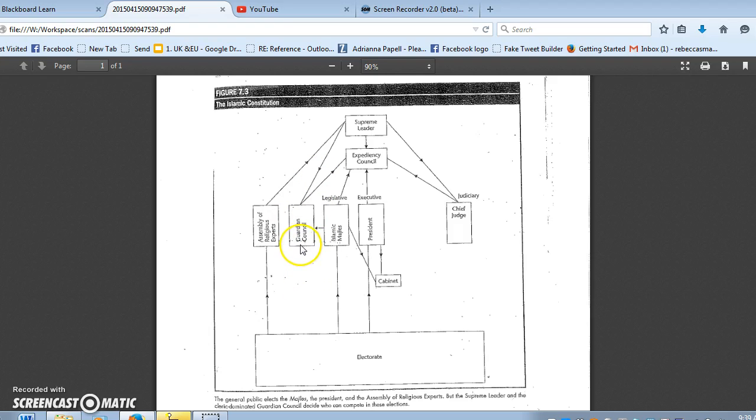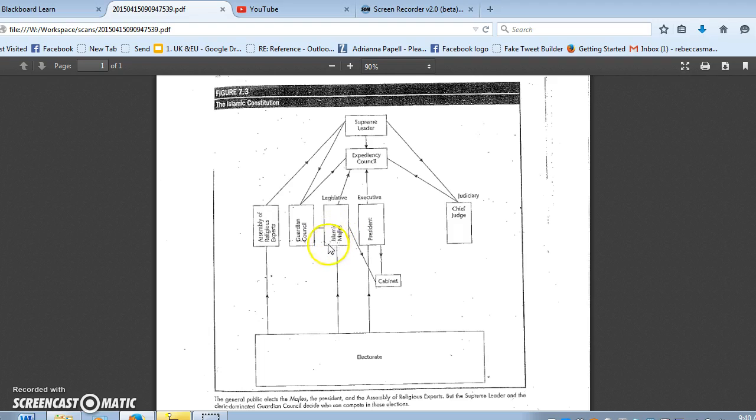Okay, the Guardian Council, in addition to vetting candidates for office, also serves as an upper house of government. Okay, so any legislation that passes the Majlis, which is their legislative branch, must also pass the Guardian Council. So here we have essentially a 2-house legislature.